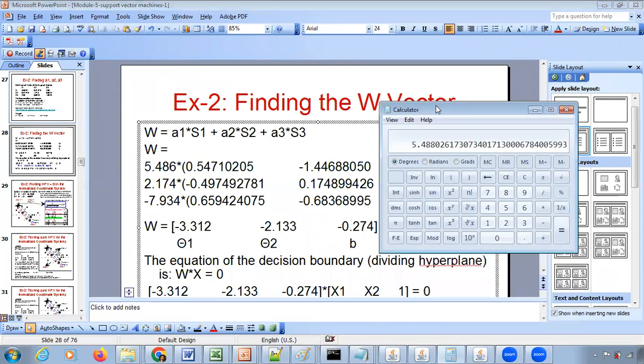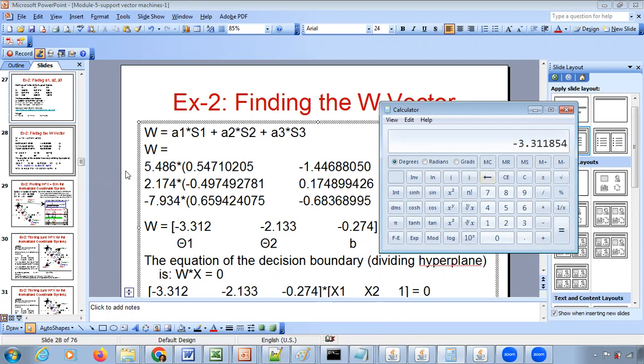So it's that 5.486 times this entry, which is, let's just use 4 decimal precision, 5471, then minus this 0.4975 times 2.174, then minus this 7.934 times 0.6594. So just taking that first term, multiplying with the coefficients, it's negative 3.3118 something, so I call this negative 3.312. Sometimes I use 3 decimal or 4 decimal precision. Either way is fine, but I would recommend 4.